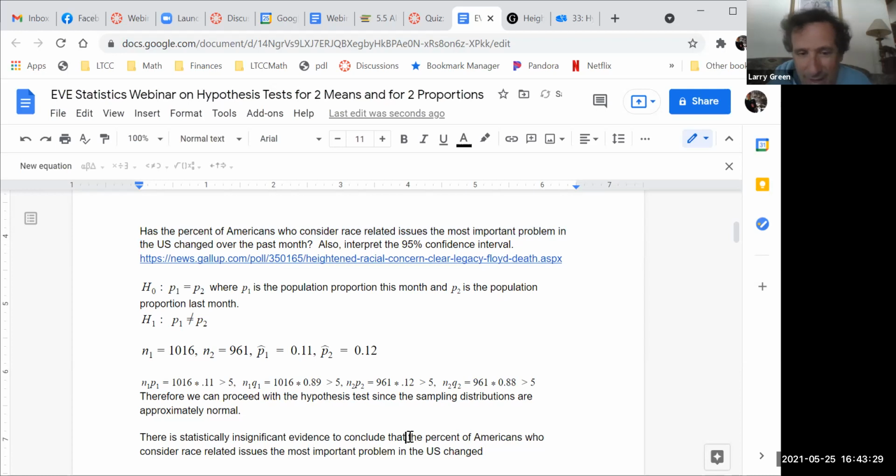Instead of the percent of Americans, I'm going to say population proportion, or maybe all. If you say the word all, then you're emphasizing population. The percent of all Americans, not just the 1,000 or so people that they asked, but all Americans, including you and me and everyone you know that's American. So the percent of all Americans who consider race-related issues the most important problem in the United States changed. And there's insignificant. That means we basically, in a fancy way, say we know nothing.